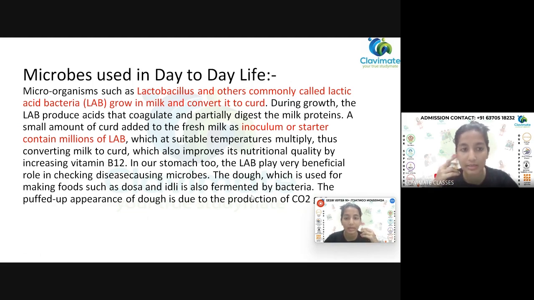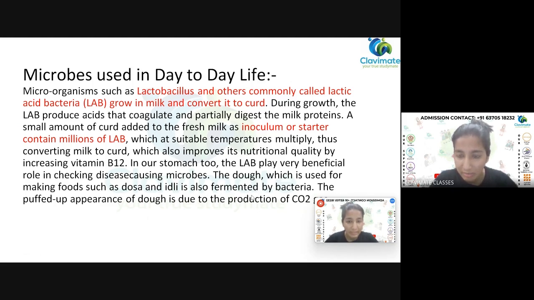In Hindi we call it by another name. A small amount of curd is taken and added to the milk. When the fresh milk is added with the inoculum or the starter, it contains millions of LAB, the lactobacillus bacteria. It requires a suitable temperature, and then it multiplies. Basically, then it converts the milk into curd.